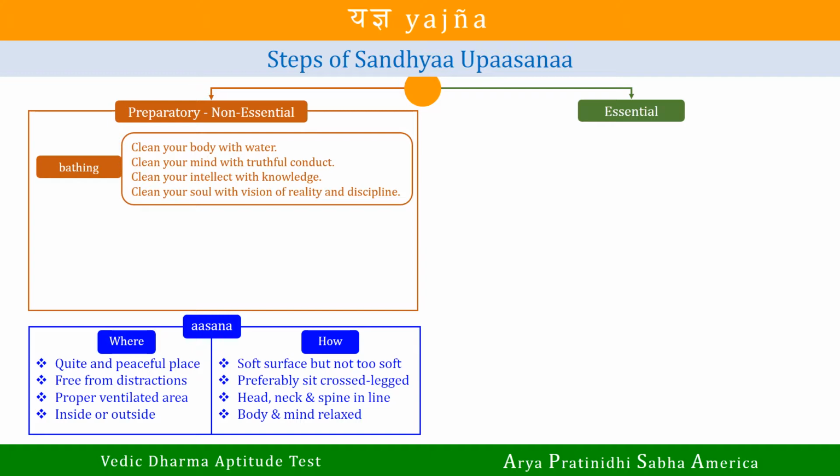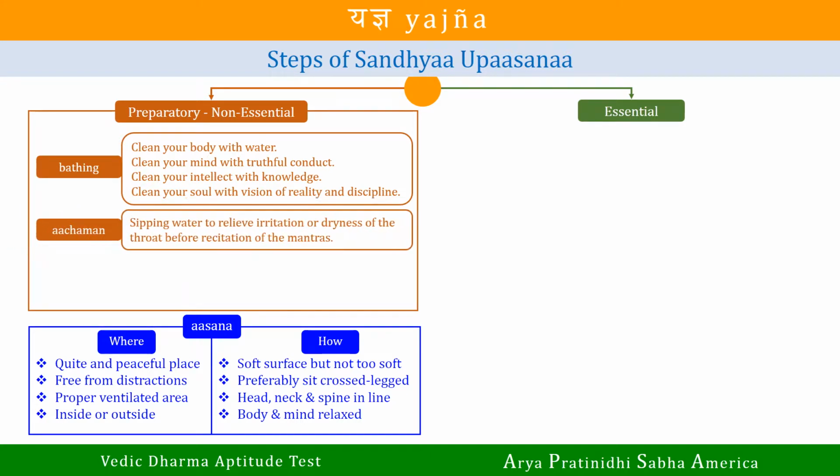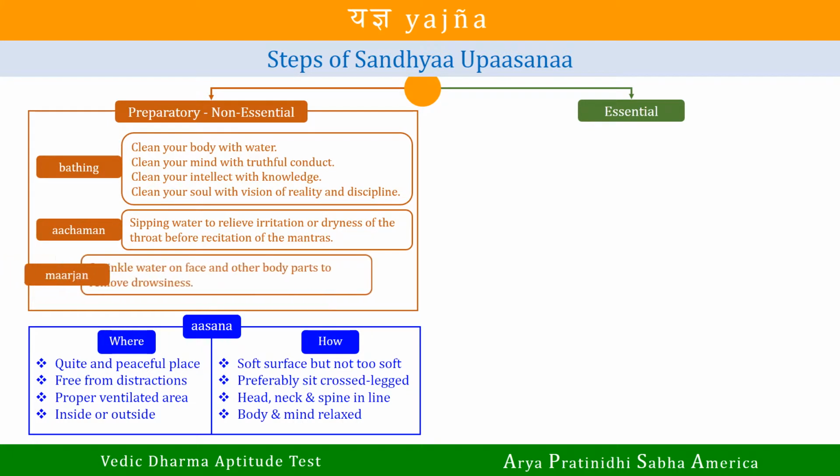Second is Achman mantra, sipping water to relieve irritation or dryness of throat before reciting the mantras. Third comes Marjan mantra, sprinkle water on the face and other parts of the body to remove drowsiness. Up to here, it is considered preparatory steps. Sipping water and sprinkling water parts are optional based on time, place and its availability.